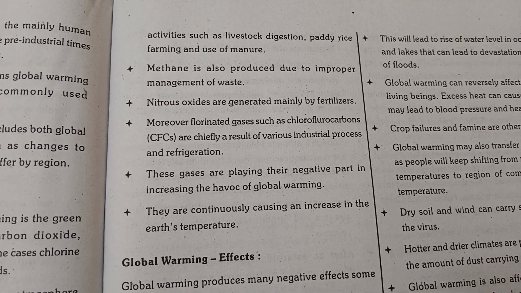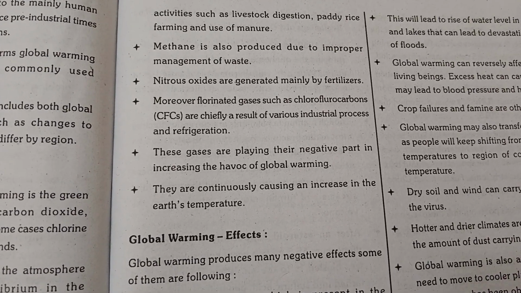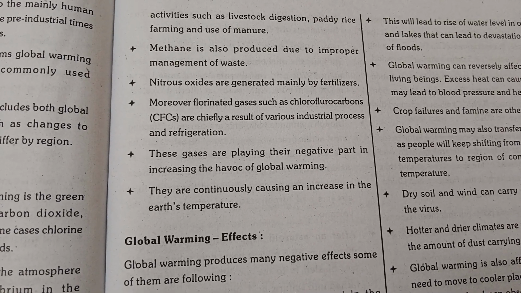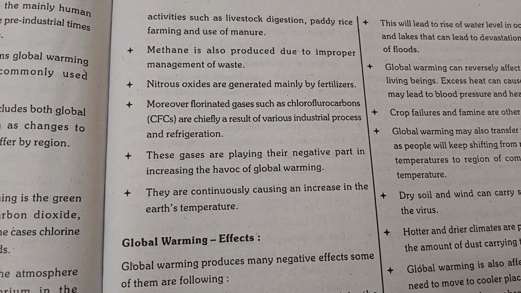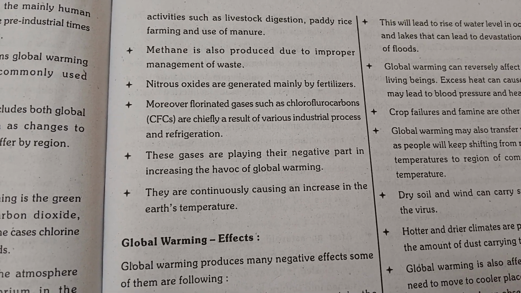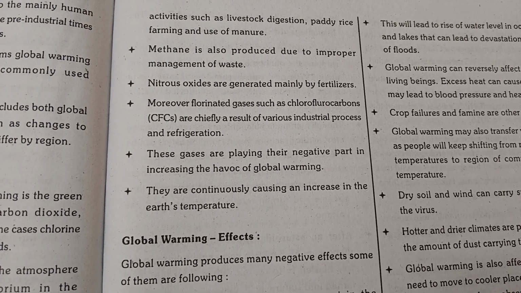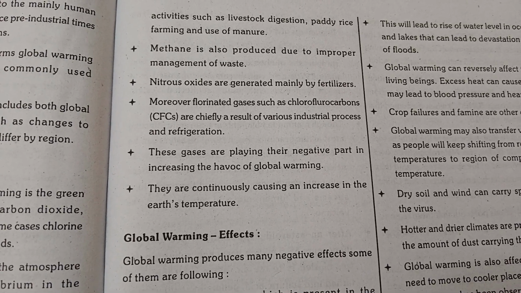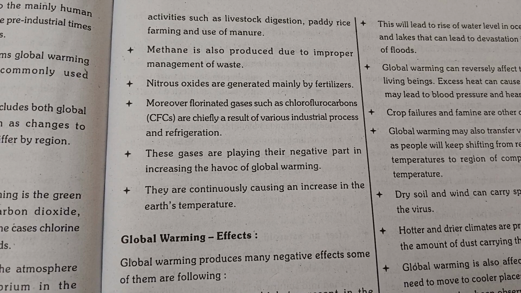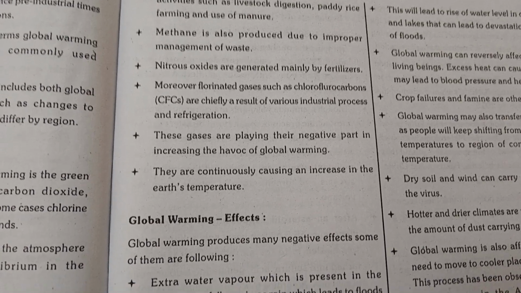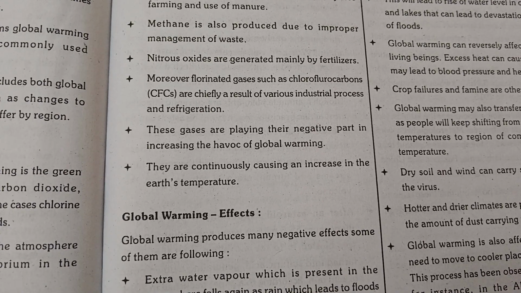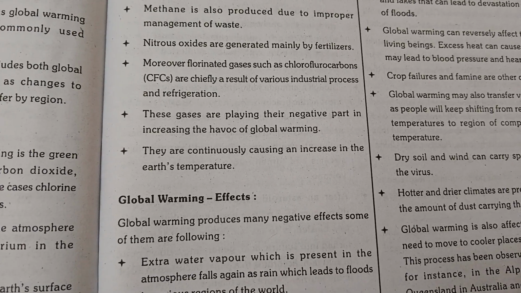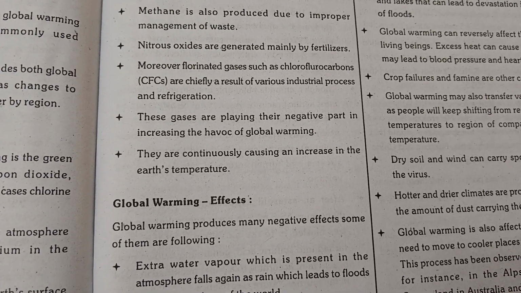Nitrous oxide is generated mainly by fertilizers. Moreover, fluorinated gases such as chlorofluorocarbons (CFCs) are chiefly a result of various industrial processes and refrigeration. These gases are playing their negative part in increasing the havoc of global warming. They are continuously causing an increase in the Earth's temperature.